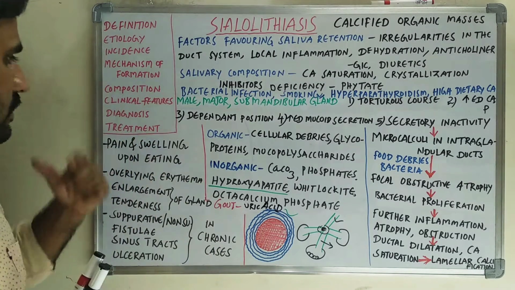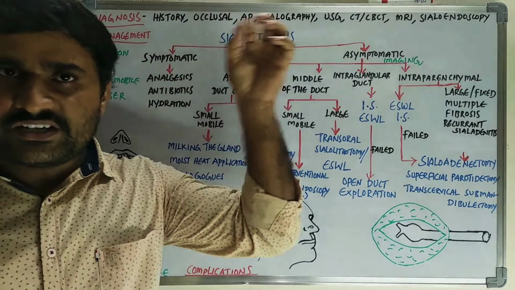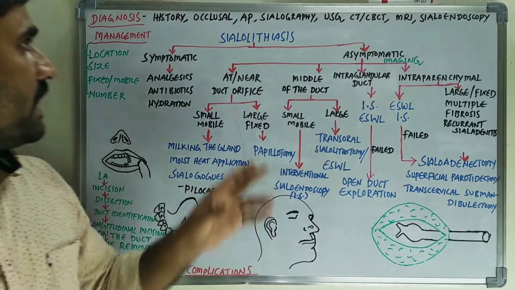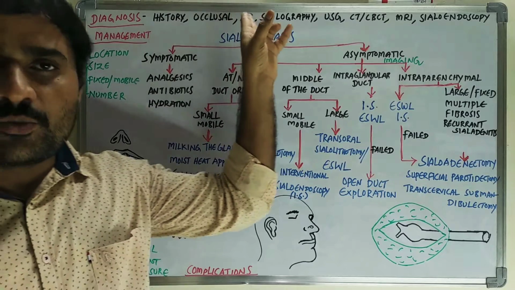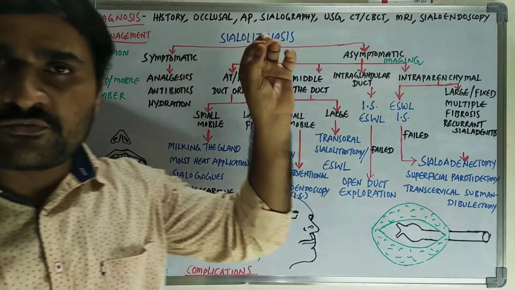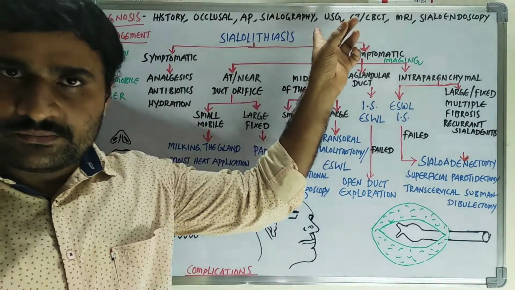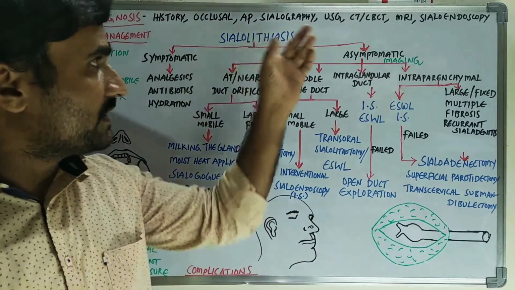Now we will discuss the diagnosis. Diagnosis is based on the history, that is, history of pain and swelling upon eating, right? And you can go for radiographs also, imaging. Occlusal radiographs or anteroposterior radiograph, especially in the case of parotid duct calculi. Then you can go for sialography. Right? Sialography is an important question. We will discuss that in a separate video.